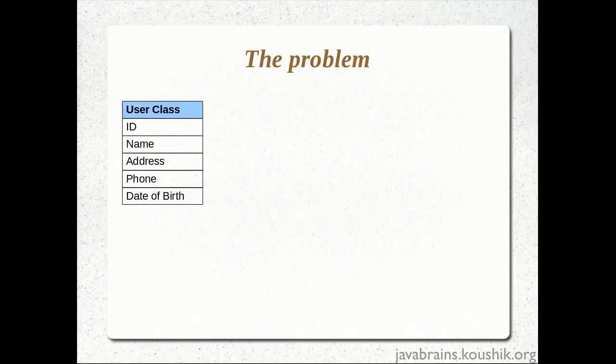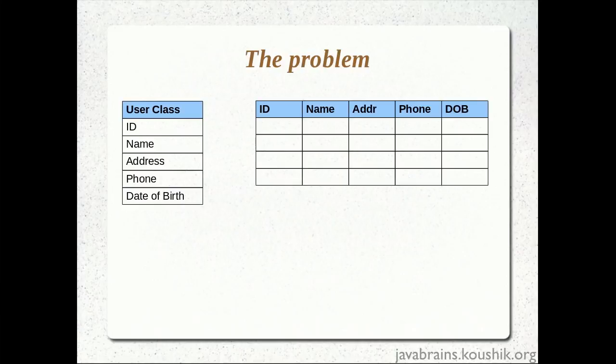How would I do that? I would have a user table, and each of these user objects would have data for a particular user, and I would save them as rows in the table. So I would have a table like this. I would call this the user table, and I would have 5 columns that correspond to the 5 member variables of this user class.